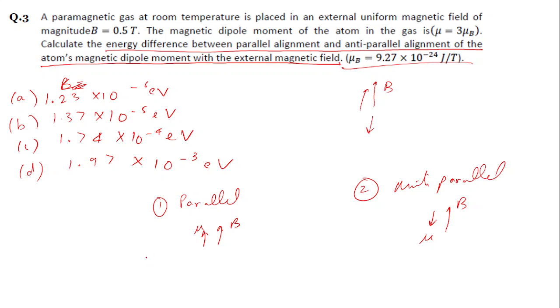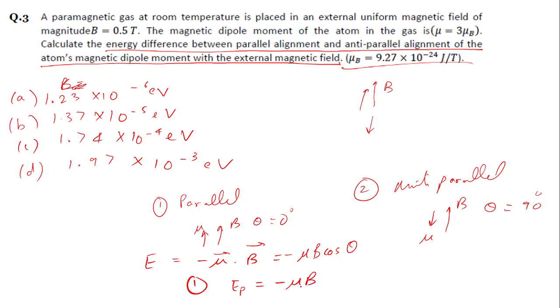So one situation is this, and energy in this case will be minus mu dot B, this is the general formula. For the first situation, we know this cross product, it's minus mu b cos theta. Here theta is 0 degree. For the parallel case, cos 0 degree means 1. So energy, let's call it EP, parallel, will be minus mu b.